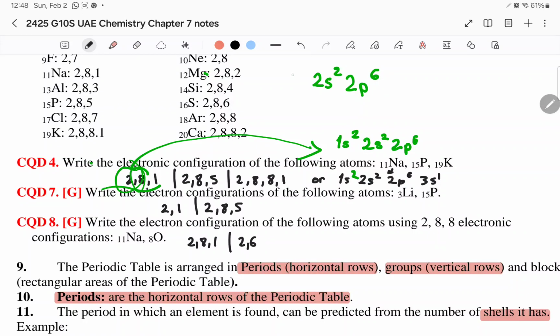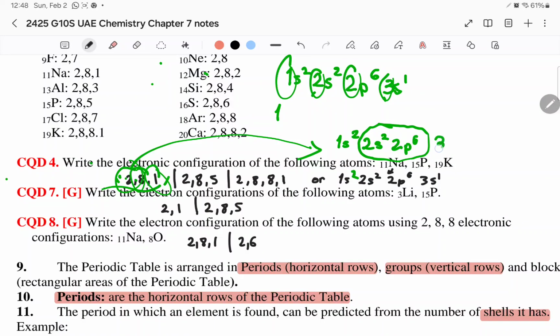Now for your third one, 1S2 is your first number, 2S2 2P6 is your second number. Now for the third shell, you write 3S1 because you have only 1 and that's it. So the first number stands for which energy level it's in: 1, 2, and 3. So 1S2 substitutes for the 2, 2S2 2P6 substitutes for the 8, and 3S1 substitutes for the 1.